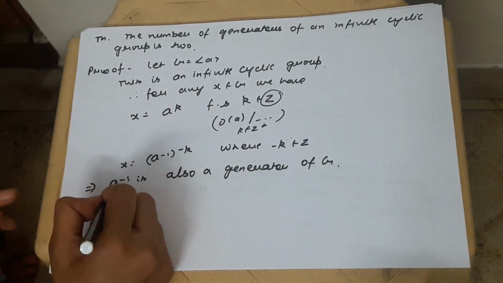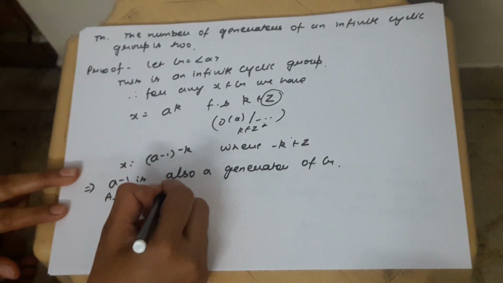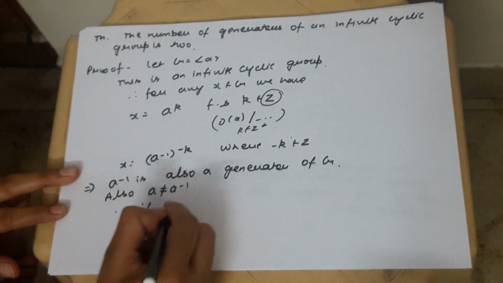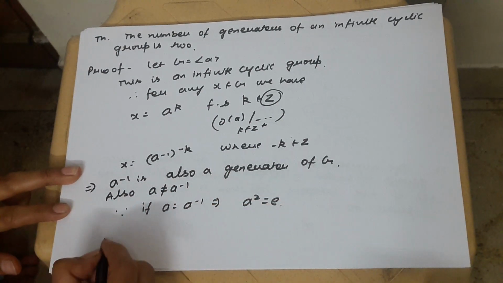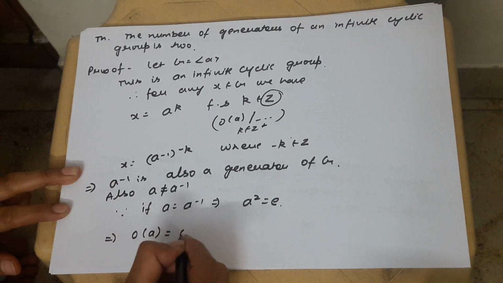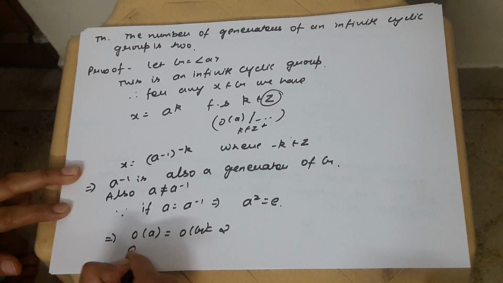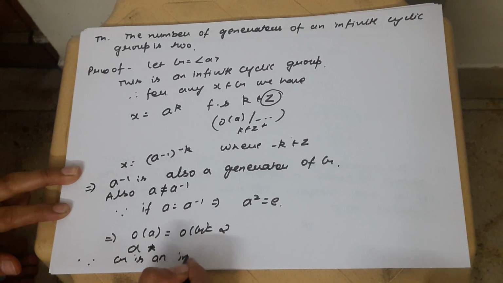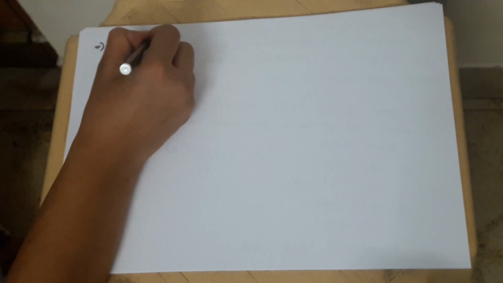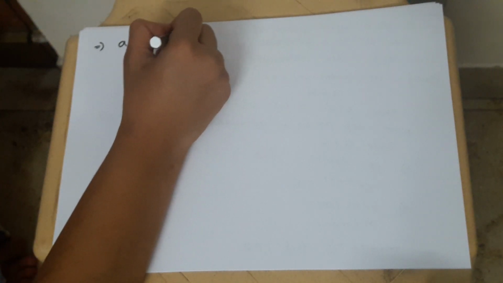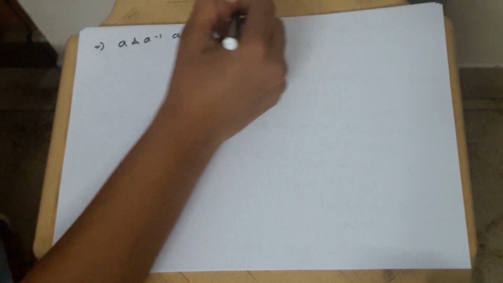We will prove that these two are distinct generators of G, meaning a is not equal to a inverse. Also, a is not equal to a inverse, because if a is equal to a inverse, this implies a square is equal to e, which implies the order of a is equal to the order of G, which is 2, a contradiction, because G is an infinite group. Which implies a and a inverse are two distinct generators of G.